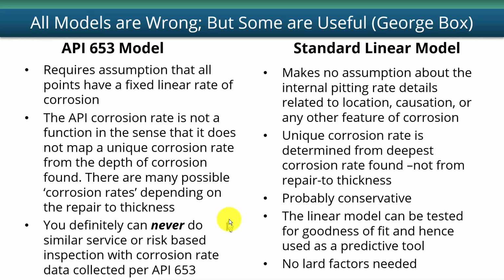On the other hand, the linear model is a simple, practical modeling approach that's been used for decades. It doesn't make any assumptions about the internal pitting rates. There is only one corrosion rate, based on the deepest corrosion found. It has nothing to do with the repair thickness. It's probably conservative because we know that corrosion slows down somewhat with time. It follows a power law, and we'll discuss that in Module 3. And you don't need to use these confusion factors, or what I've called the lard factor, to bail you out of potential problems where hole-throughs could occur.